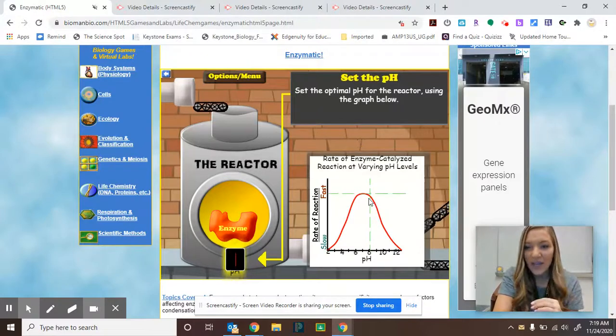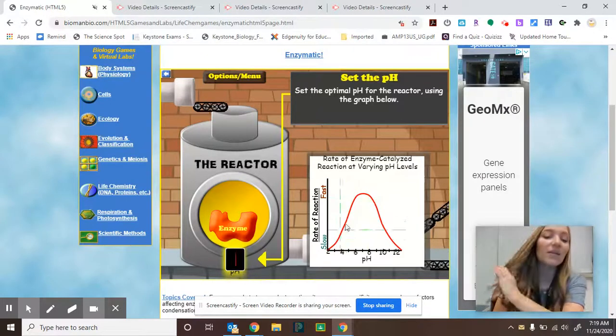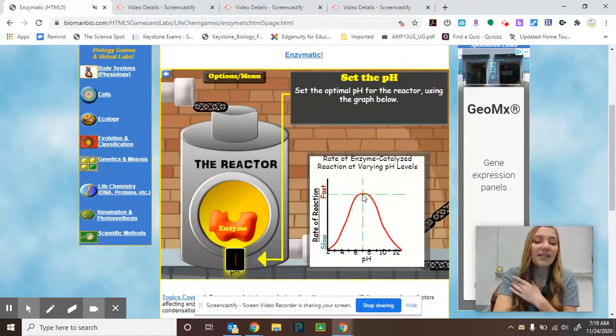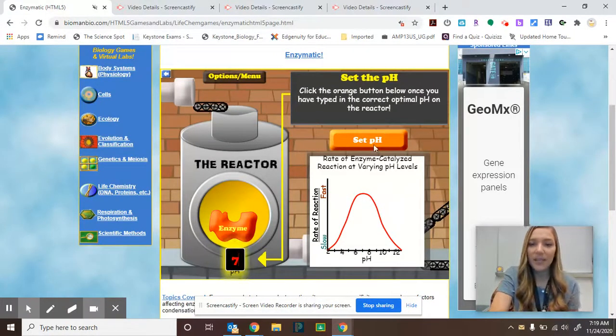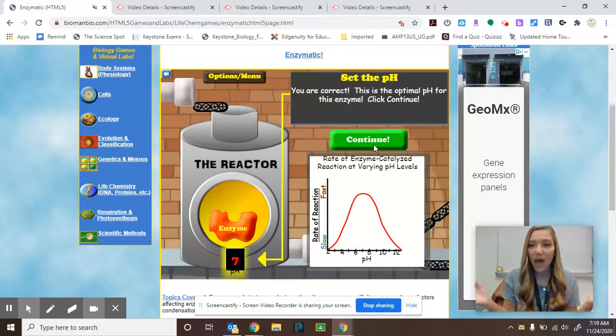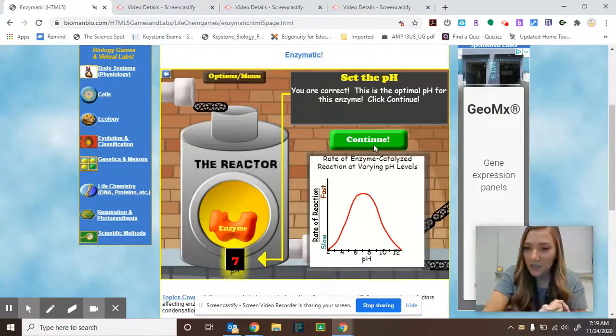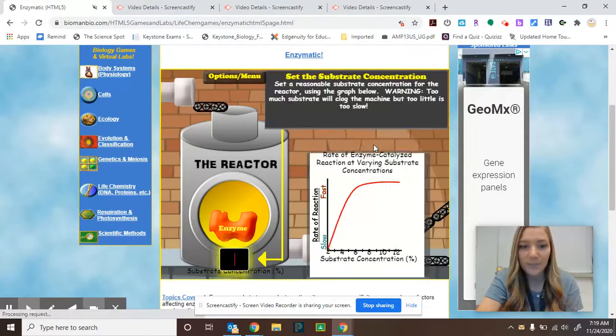Look at this graph. Once again, looking at the rate of reaction, we're looking for where it's going the fastest. So you could say that says 6 and that says 8. You could go with 7, 7.5. Either one would work. Let's put 7 in there. Oh, we are correct. We found the optimal pH. That means that enzyme is going to work at its fastest rate without being denatured.